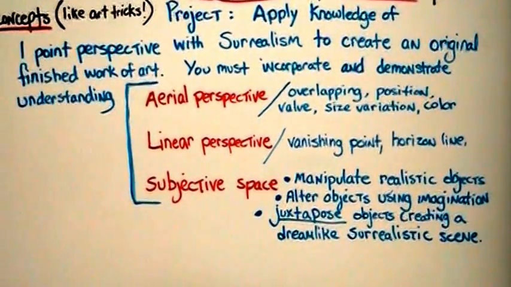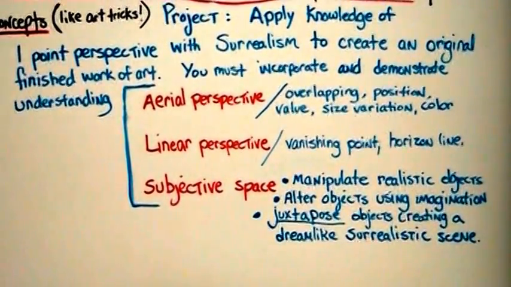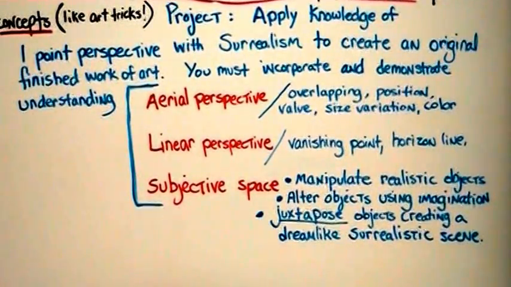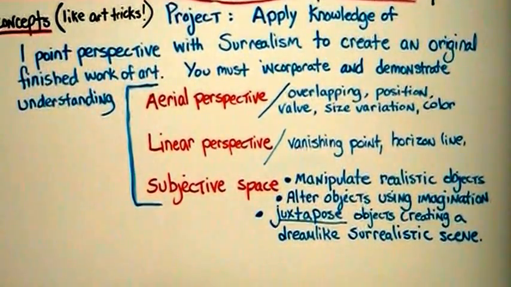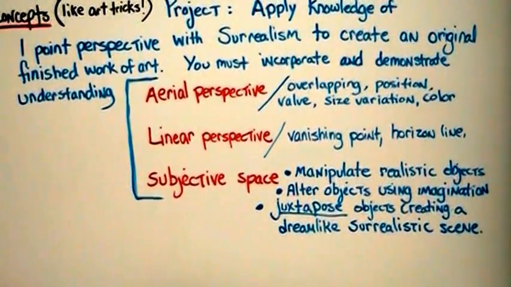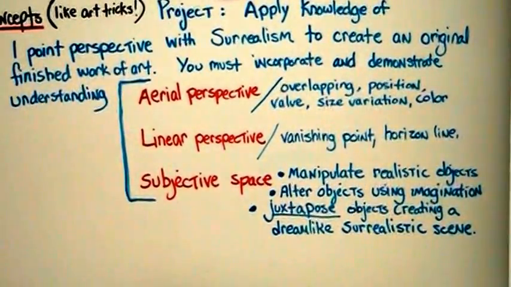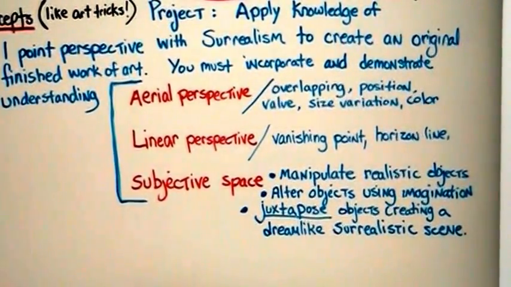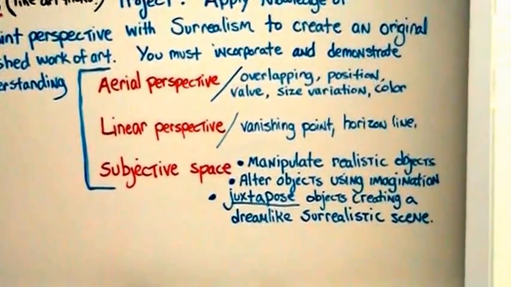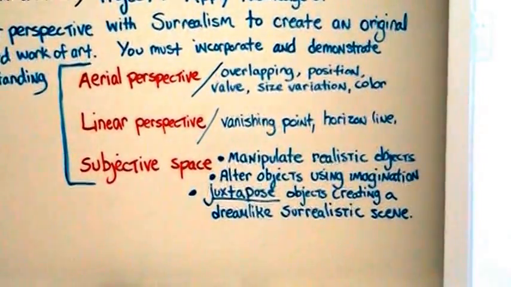Got about halfway through. So we're going to apply the knowledge of one-point perspective, which is what we did the first day of this unit, with surrealism, which is what we did yesterday. Covered that, saw examples, watched several videos, discussions, to create an original work of finished artwork. You must incorporate and demonstrate your understanding of aerial perspective, which includes overlapping, position, value, size variation, and color. That's when we did our collaborative groups, and we reported on each one of those terms together in class.